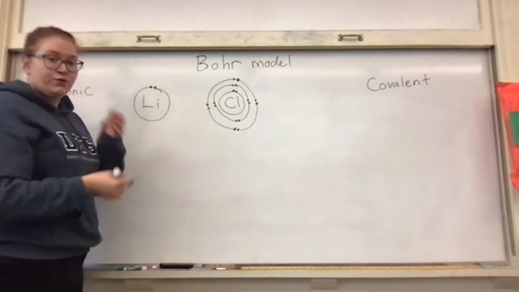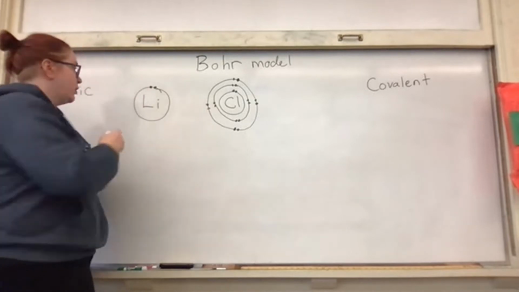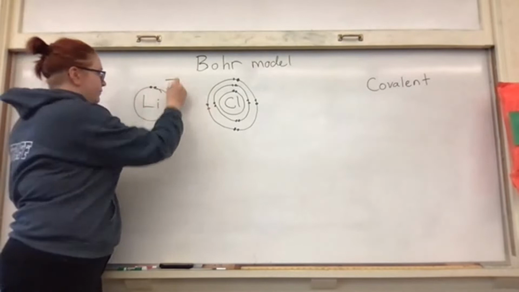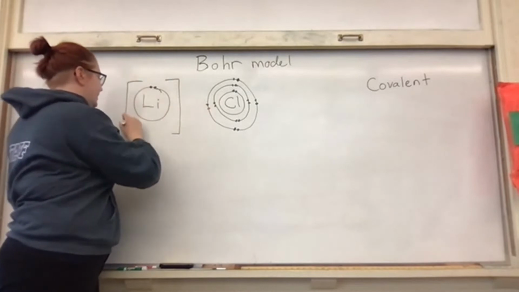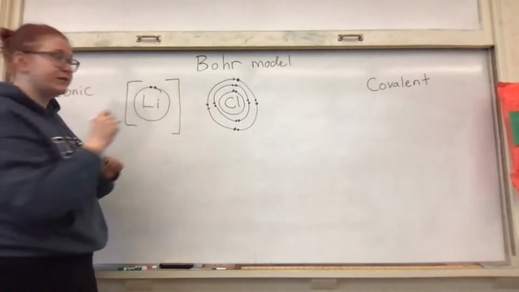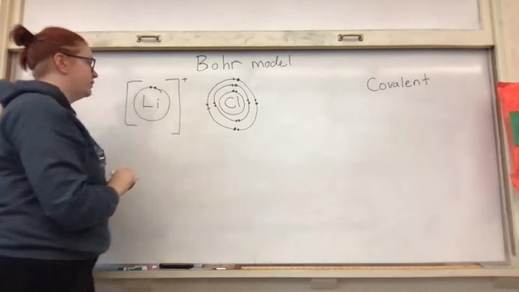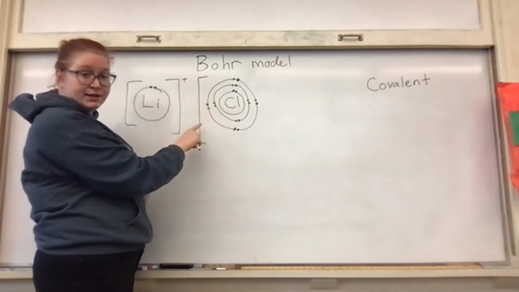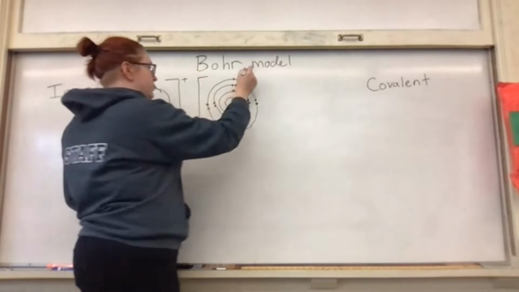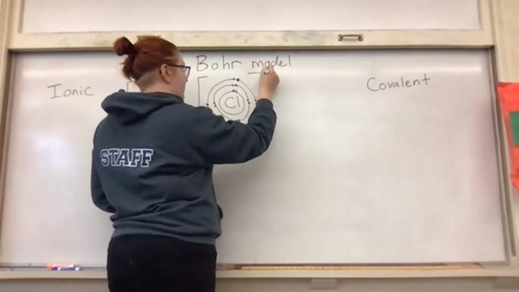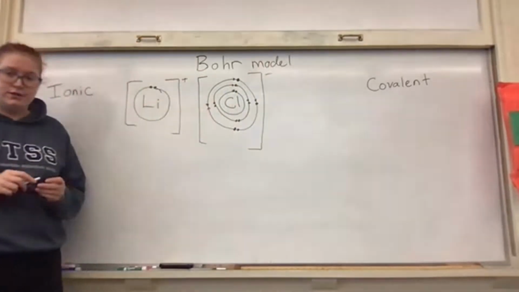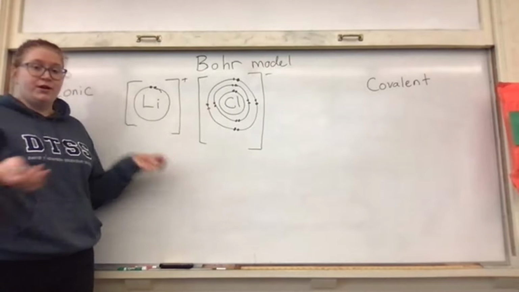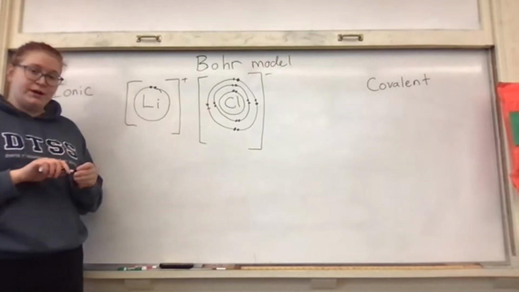And just like from the last lesson, the way we draw an ion or indicate it's an ion is to put square brackets, put a plus sign. Chlorine is also an ion because it's gained this 1 electron. And we do a minus. There you go. You have drawn a Bohr model of an ionic compound.